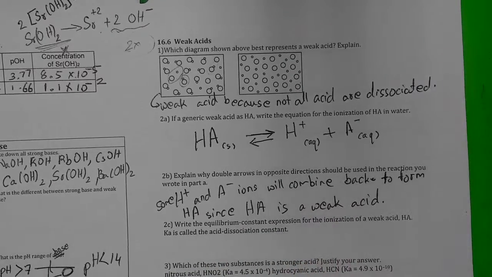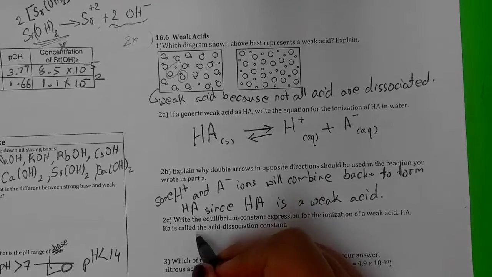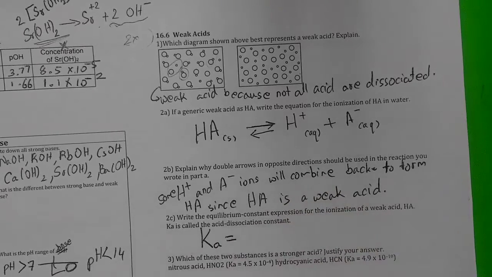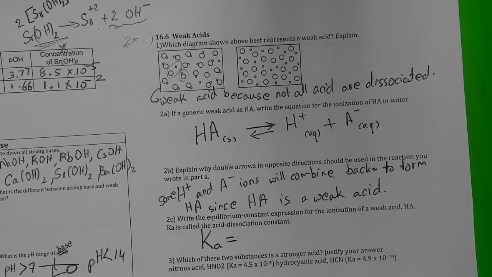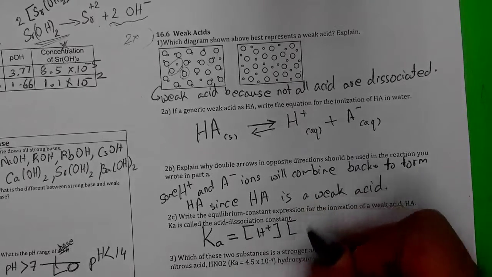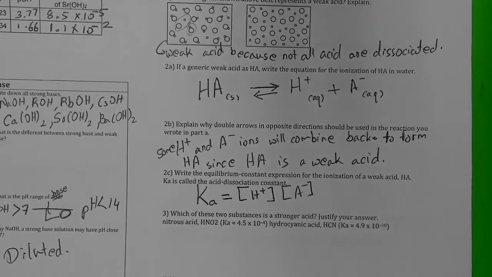It cannot dissociate completely. All right, equilibrium constant expressions. We just call them Ka, but it's literally just K. So how do we write K? The concentration of H plus. Yes. Okay, product over reactant. Yes, but in this case, we're just writing product. Why didn't we write the reactant? Solid. Okay. Good.